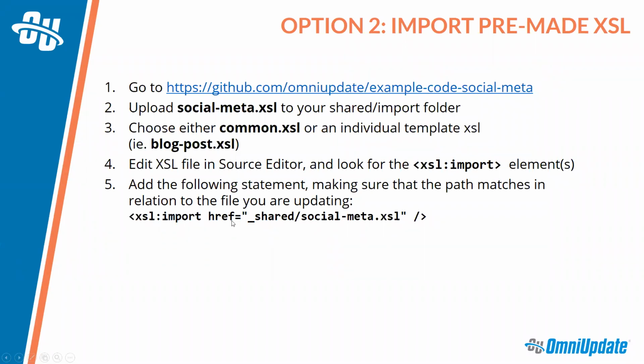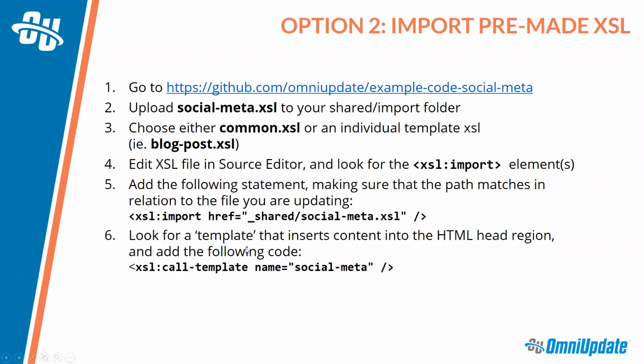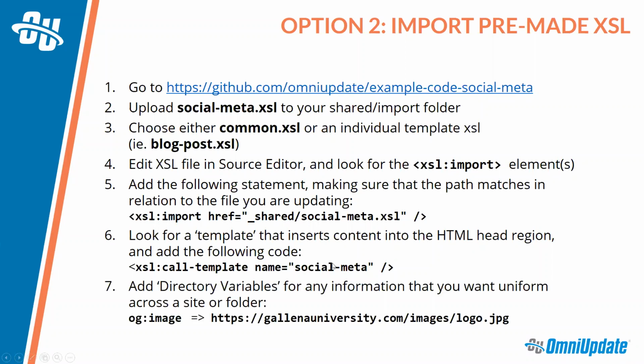So that's step one, uploading, and the actual editing of the code would be importing it. And then the second and last step is that you just need to find where the head region is being built in your XSL. There's a couple things, and we'll take a look at this when we go into the code. But basically, you just need to find out where the head region is being built, and then you'll add in this call template to that particular template that lives in that XSL that you uploaded, and it's called social-meta. So we're just going to add that, and then that pretty much does the trick.